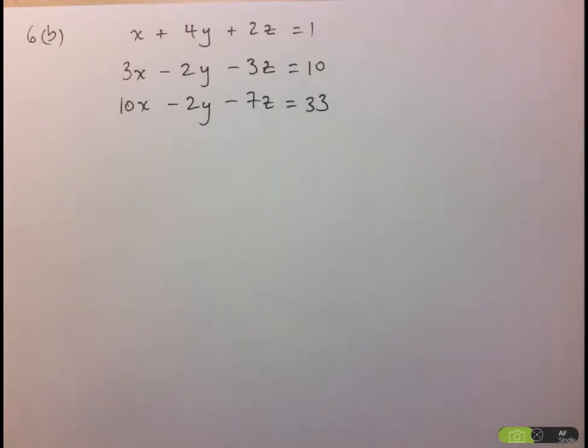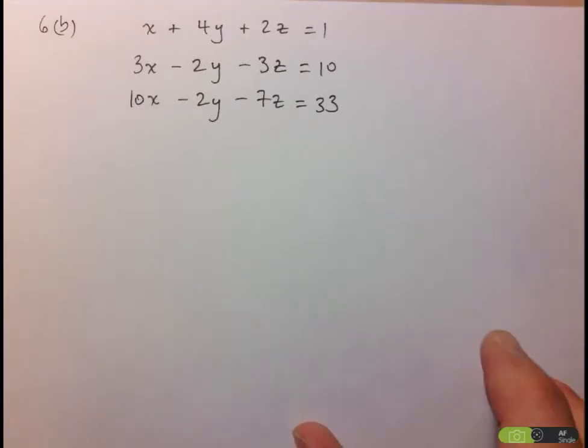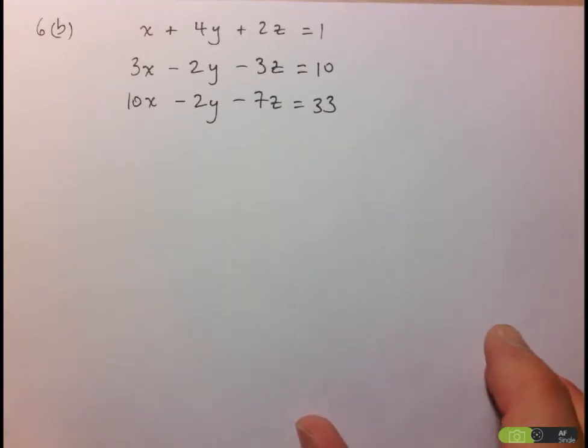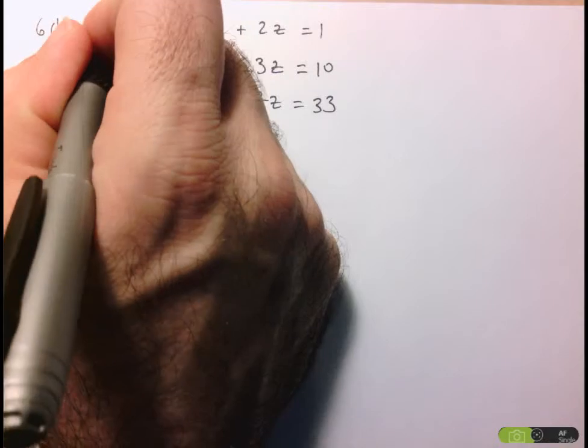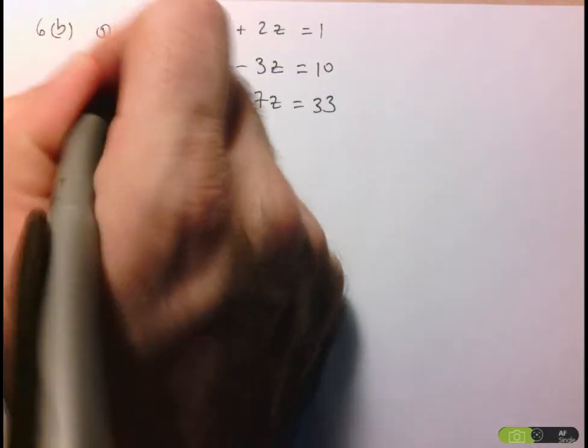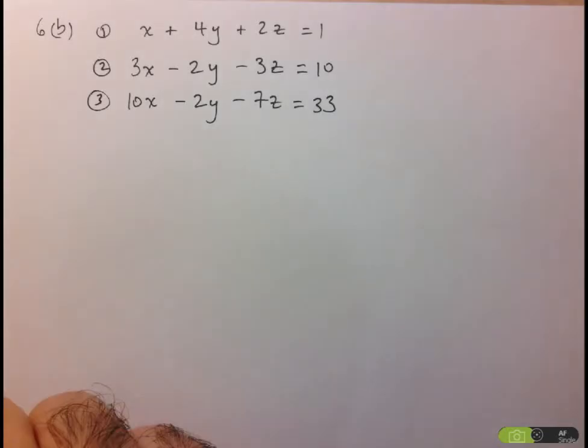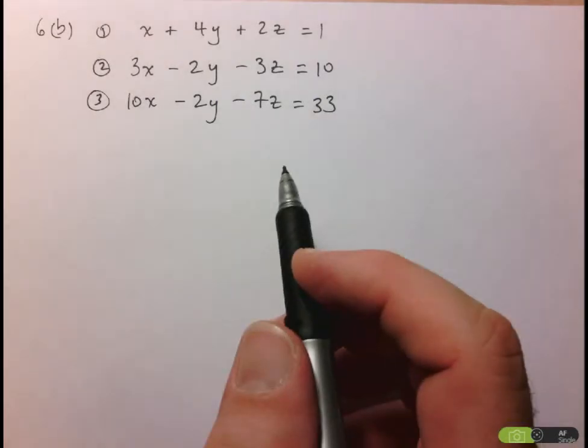Hi folks, we're going to take a look at 6b from the test 3 preparation sheet. And again, we have a system of 3 equations and 3 unknowns. So as usual, first step, I'm going to label my equations. Okay. And now, of course, what we do is we try to eliminate the same variable twice.